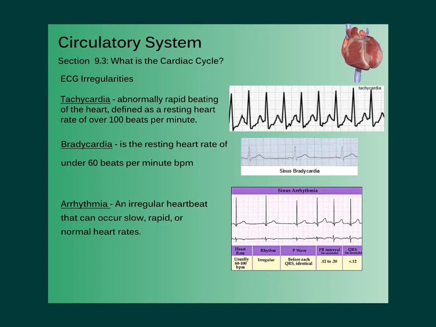Tachy and Brady, as well as cardia, are all 3 terms that you should have put down for your prefixes and suffixes. Tachycardia, as you can see here in this little ECG printout, is an abnormally rapid beating heart. And it's defined as a resting heart rate over 100 beats per minute. That is a key thing to know.